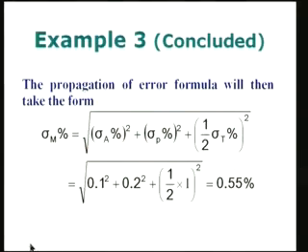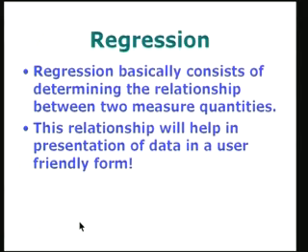Now, with this background, I am going to look at regression. What is regression? How are we going to perform a regression analysis? What is the method to be employed? These are the things which we are going to discuss in this part of the lecture. Regression basically consists of determining the relationship that may exist between two measured quantities. They should have been measured, so two measured quantities. Or regression may be determining the relationship between any number of measured quantities.